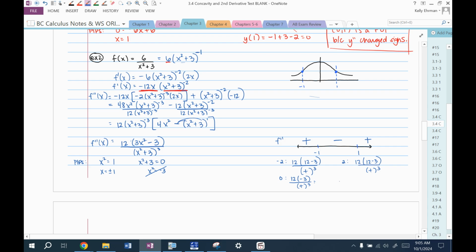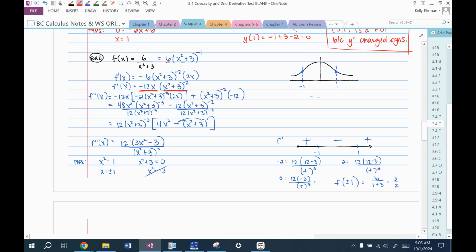We should go ahead and find what is f of plus or minus 1. f is 6 over x squared plus 3. So whether I plug in plus or minus 1, I do get the same answer. So it's 6 over 1 plus 3. 6 over 4 is 3 over 2. All right, so I have enough information to answer the question here.